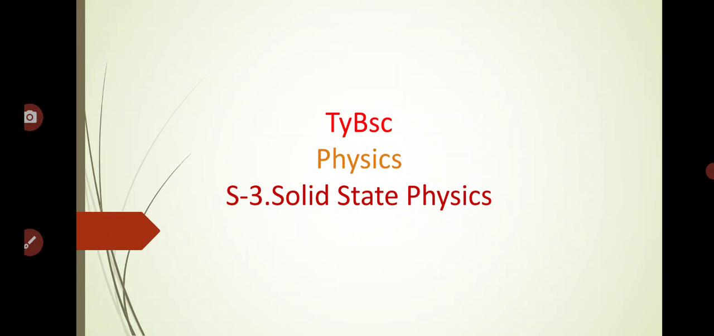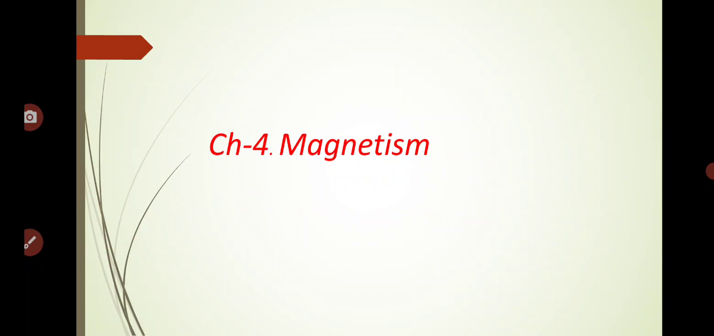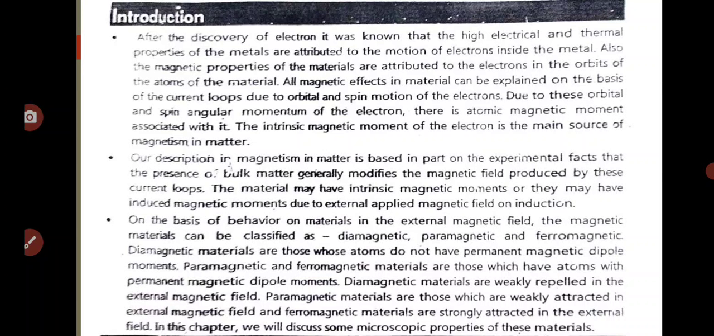We have to see here our subject is solid state physics. We are starting the fourth chapter, which is magnetism, and we have to know the idea of the subject of electromagnetics, which is considered in three parts: electrostatics, which considers the electric field, magnetostatics, and EM theory, that is electromagnetostatics.